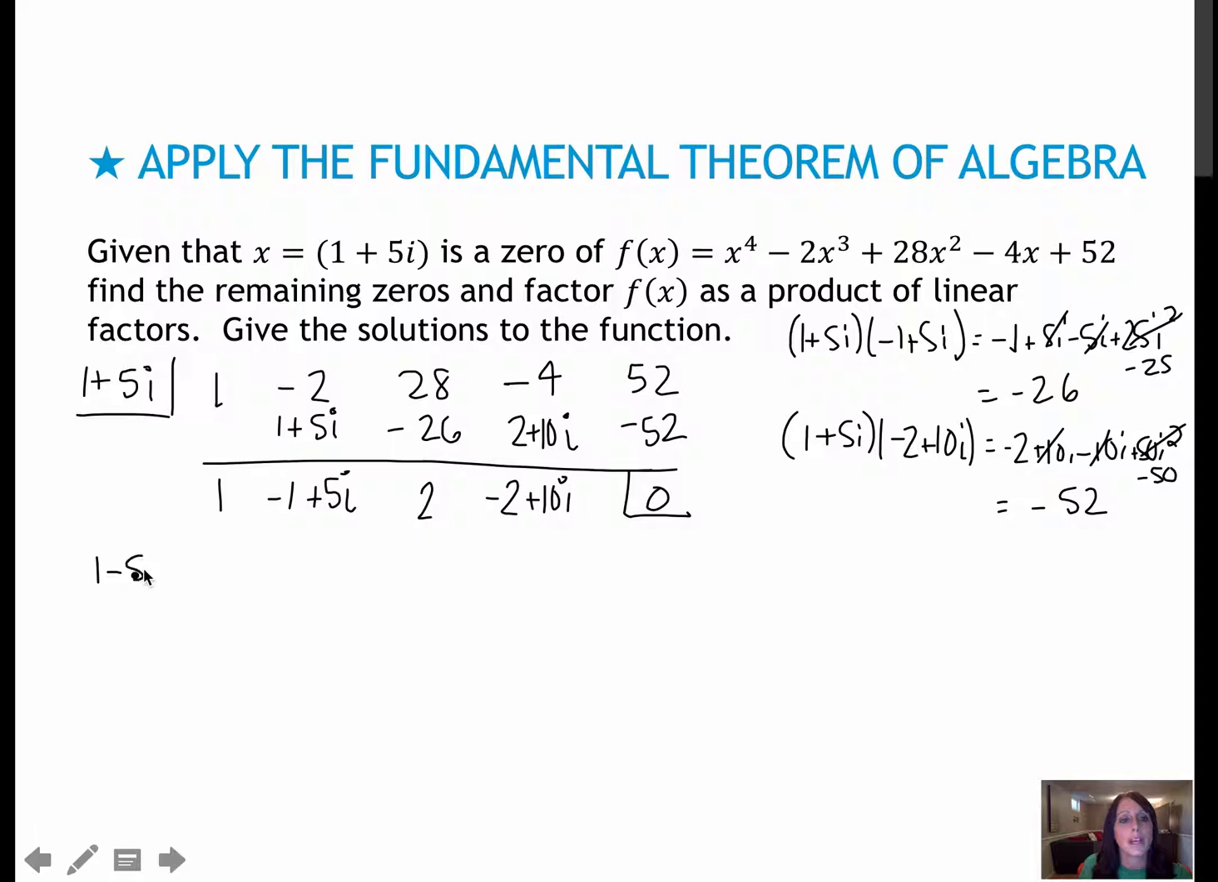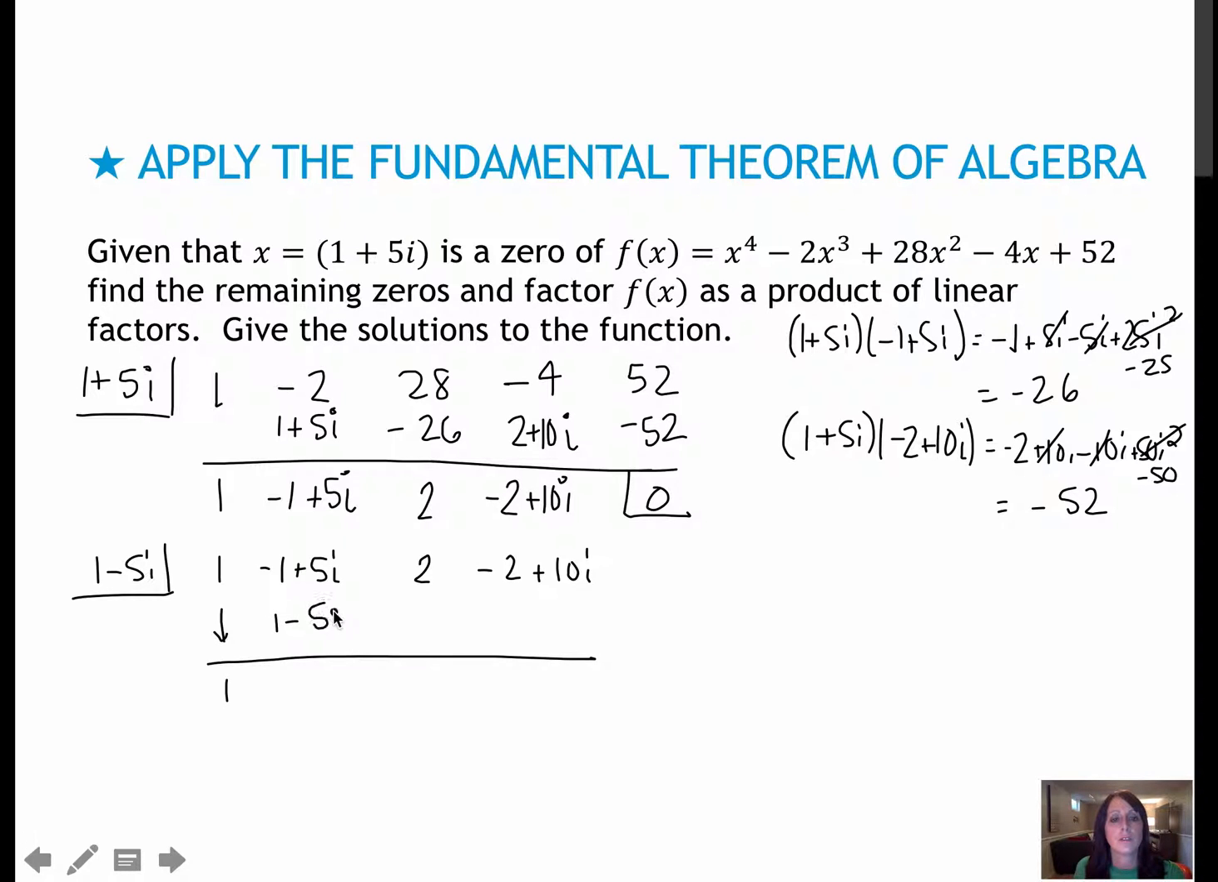I also know then 1 minus 5i is going to be a factor, and I'm just going to use these same numbers that I just ended with, using synthetic division. Bring down my 1, multiply, that gives me 0, multiply, add, multiply, and get 2 minus 10i, and those of course cancel to 0. So those are two of my zeros. This leaves me with x, so this was x to the fourth, these were x to the third, this is x squared plus 2.